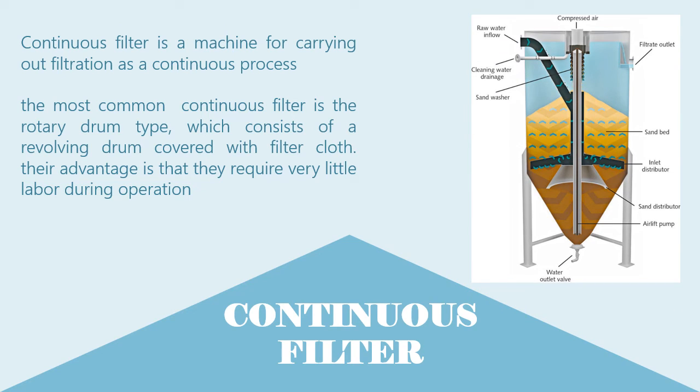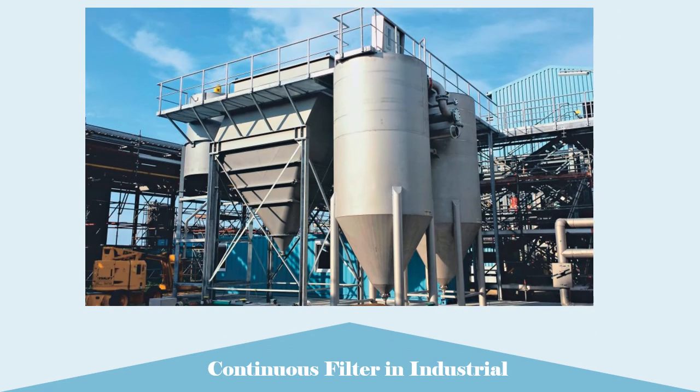Continuous filter. Continuous filter is a machine for carrying out filtration as a continuous process. The most common continuous filter is the rotary drum type, which consists of a revolving drum covered with a filter cloth. Their advantage is that they require very little labor during operation. This is a picture of a continuous filter machine in the industry.